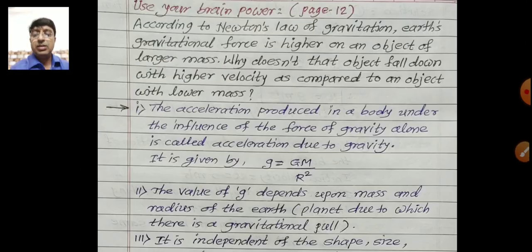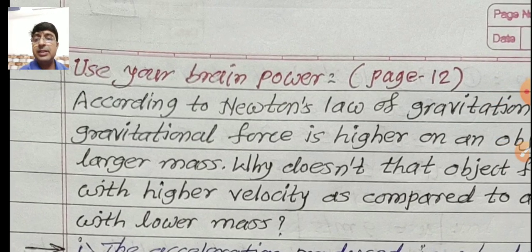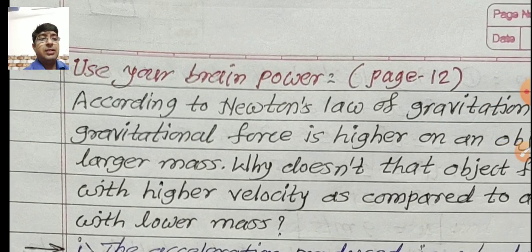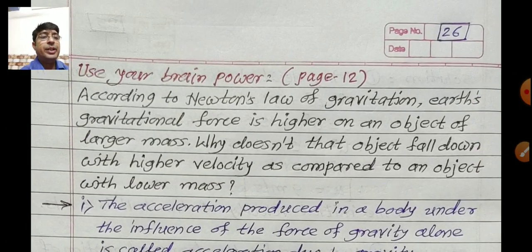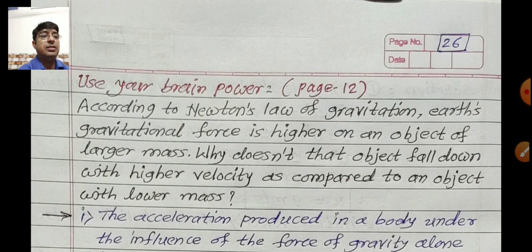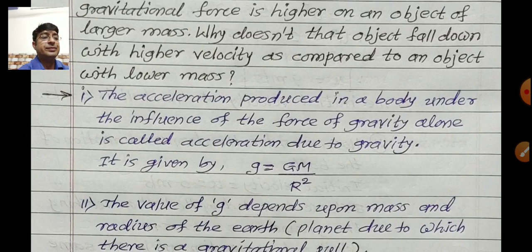One more question is given for us on the same page. Now see that. Use your brain power. According to Newton's law of gravitation, Earth's gravitational force is higher on an object of larger mass. Why doesn't that object fall down with a higher velocity as compared to an object with lower mass?